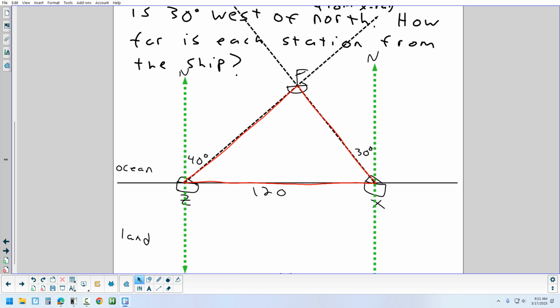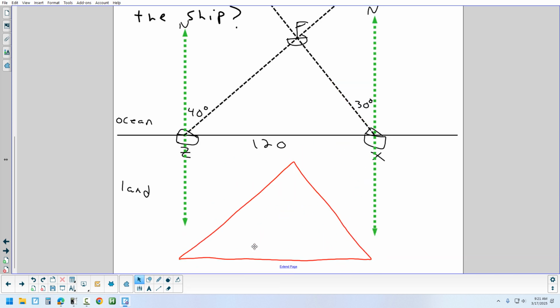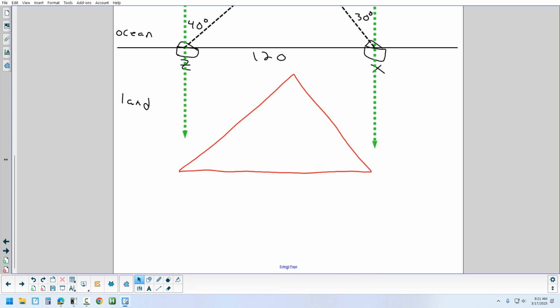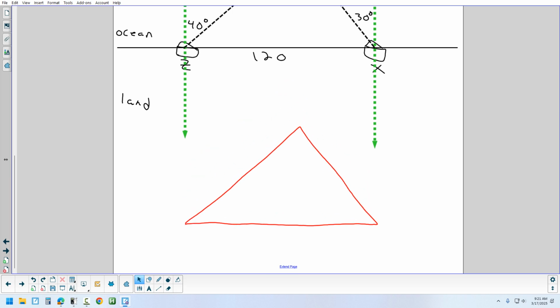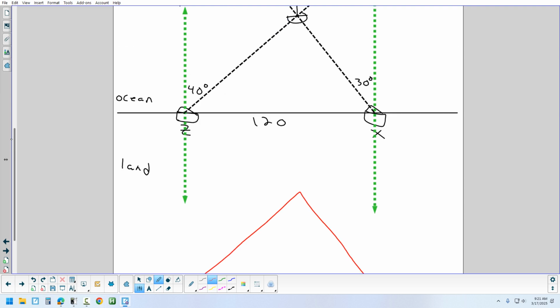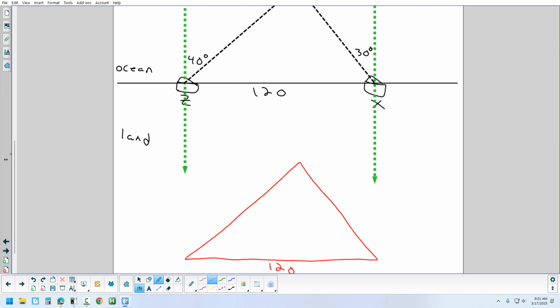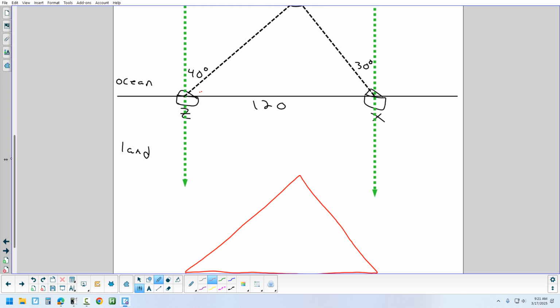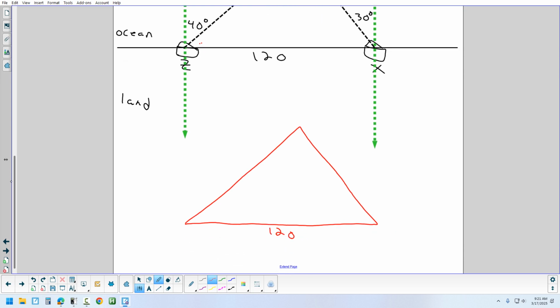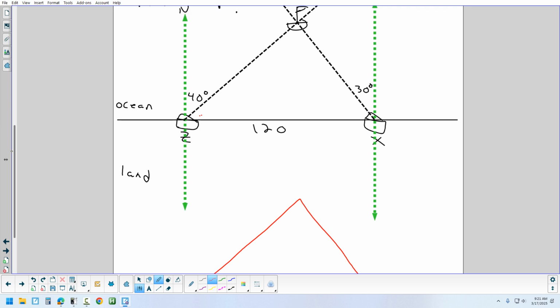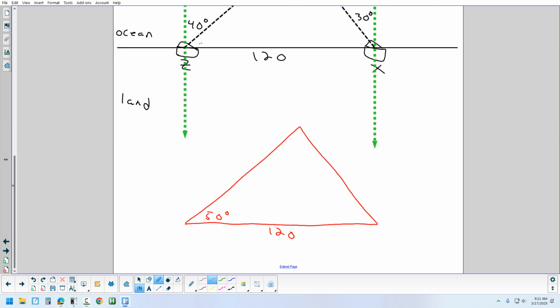So if we want to abstract that triangle out so we don't have to look at as complicated a diagram, we can put that there. That side's 120. What about that angle? 50. That's 50, right? We need the one that's inside the triangle, not outside. And the angle in the lower right? 60. That's going to be a 60.